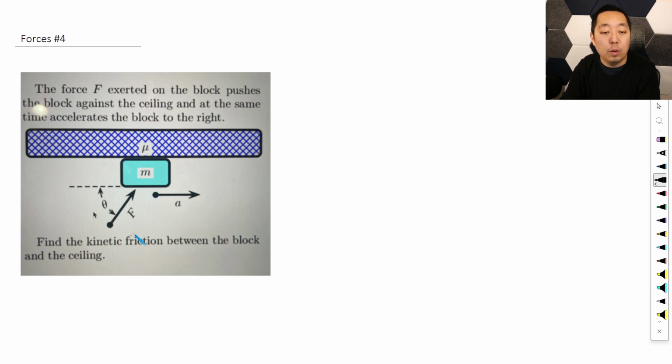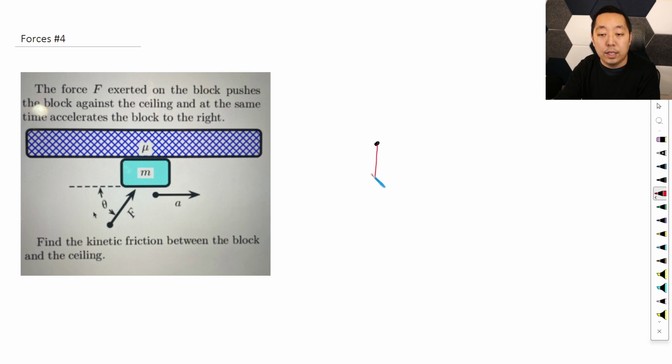Okay, so what we want to do here is start with a free body diagram. Actually, when they say the kinetic friction, we'll just say what the frictional force is in terms of some of these things here. So let's take a look at our free body diagram. This is how we're always going to start.